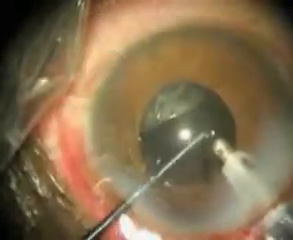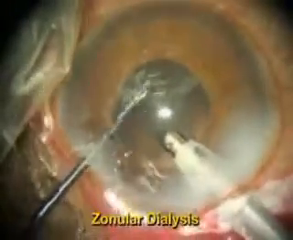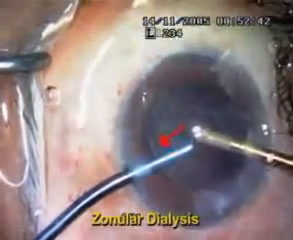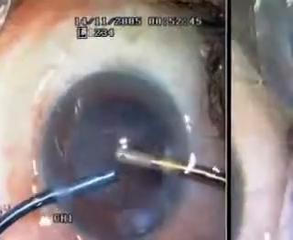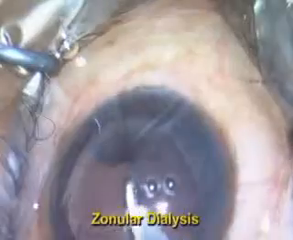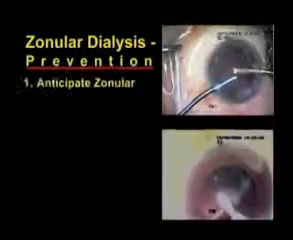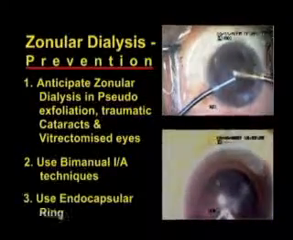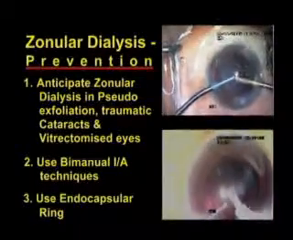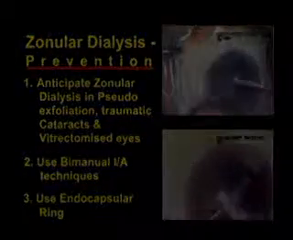You can see the forward movement of the capsular margin and the equator in a zonular dialysis. Zonular dialysis should be anticipated in eyes with pseudoexfoliation, vitrectomized eyes, hard cataracts, and in traumatic cataract. Bimanual techniques and an endocapsular ring can be used to stabilize the bag.